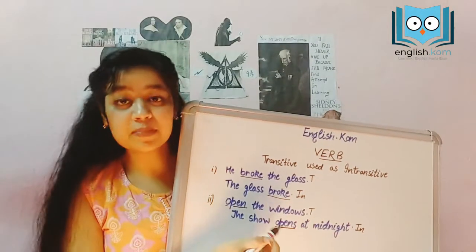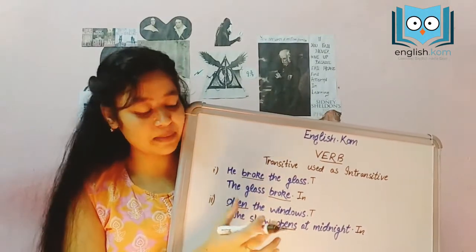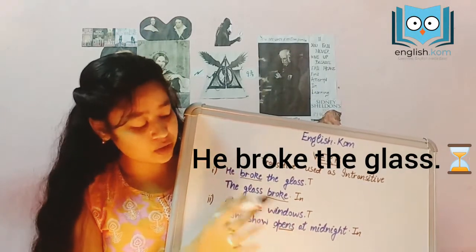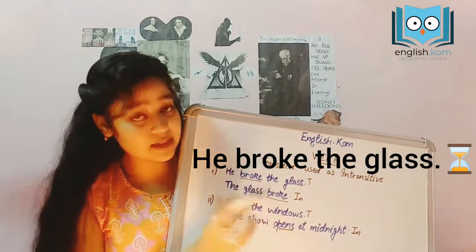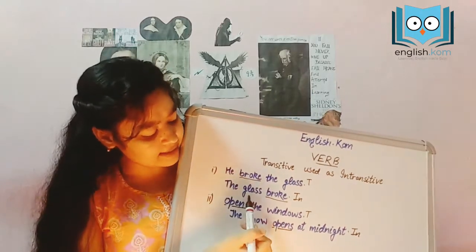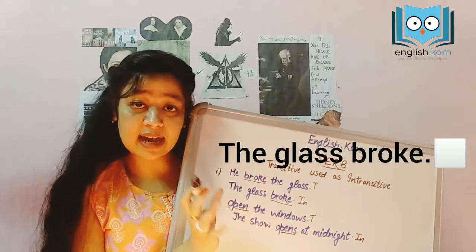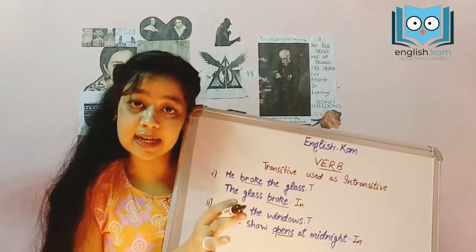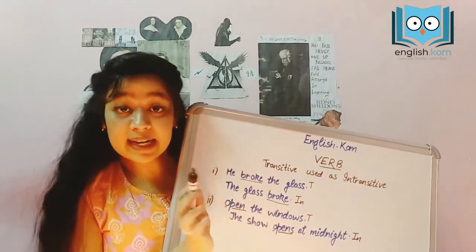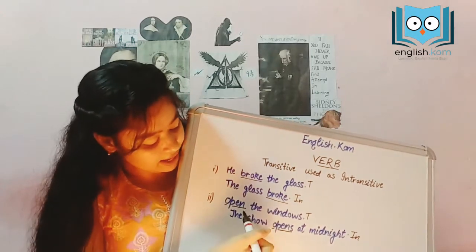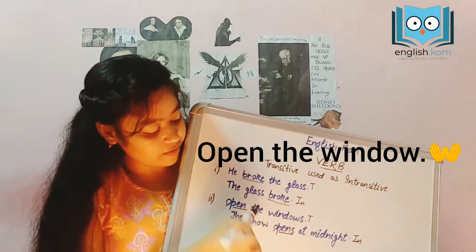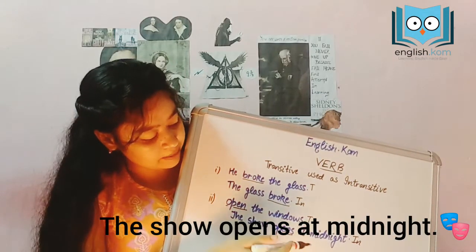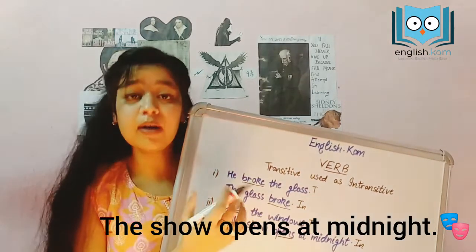The transitive verbs are also used intransitively sometimes. For example, we have he broke the glass. Here the glass refers to the object and so broke is a transitive verb. In the second sentence, the glass broke. Here the glass is not an object, this refers to a state or being. The thing was already done. So here broke is an intransitive verb. Then we have open the windows, where open is a transitive verb, whereas the show opens at midnight. Here opens is an intransitive verb.